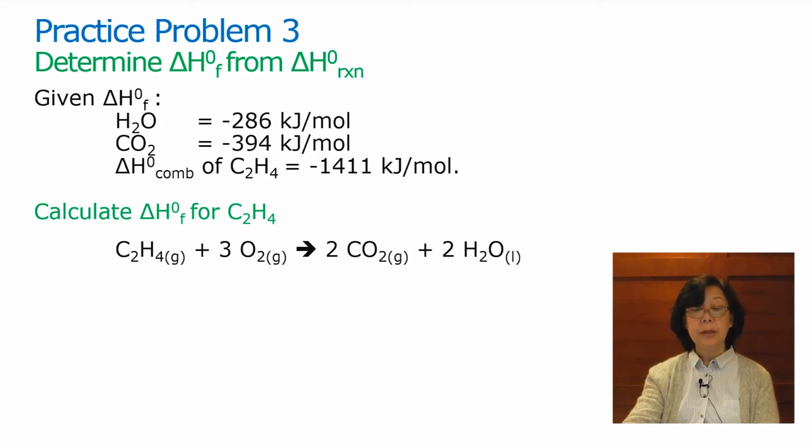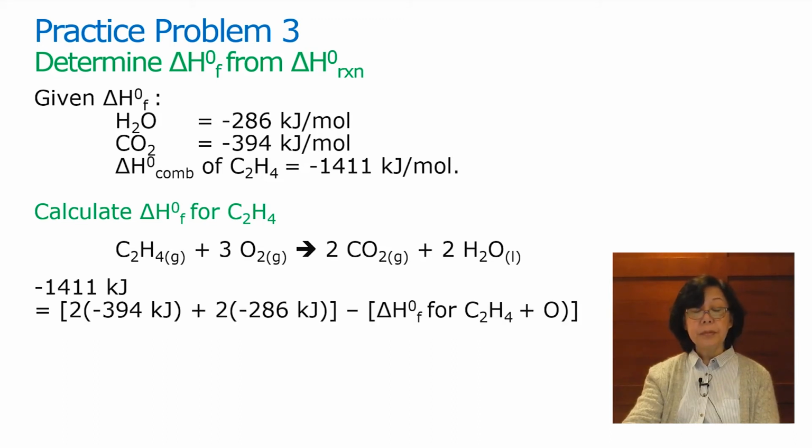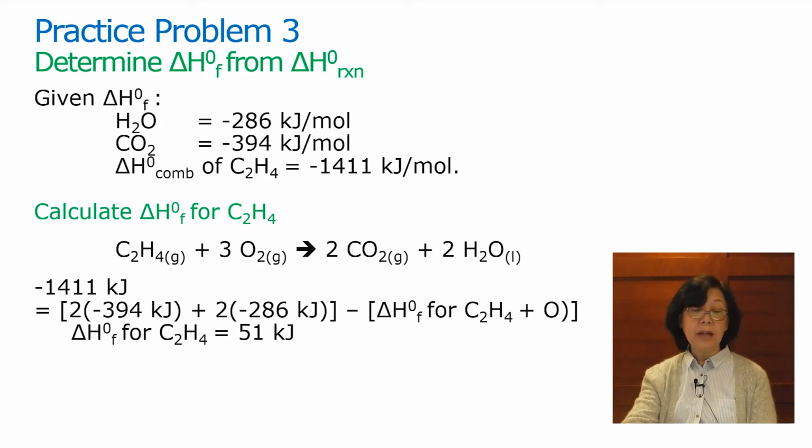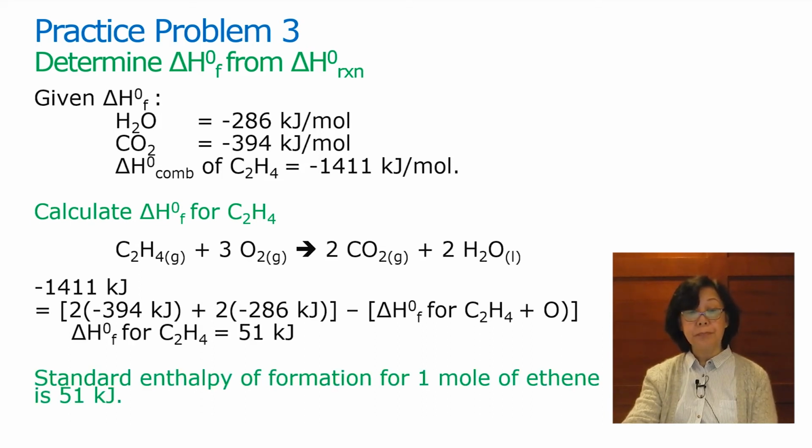So now we have a balanced equation first, and we let this enthalpy of combustion, negative 1411 kilojoule per mole, write it on the left-hand side, equal to 2 moles times the enthalpy of formation of CO2 plus 2 moles times the enthalpy of formation of water minus the enthalpy of formation of ethene, which is our unknown variable, plus 0 for that of oxygen. So that's calculated as 51 kilojoule per mole.